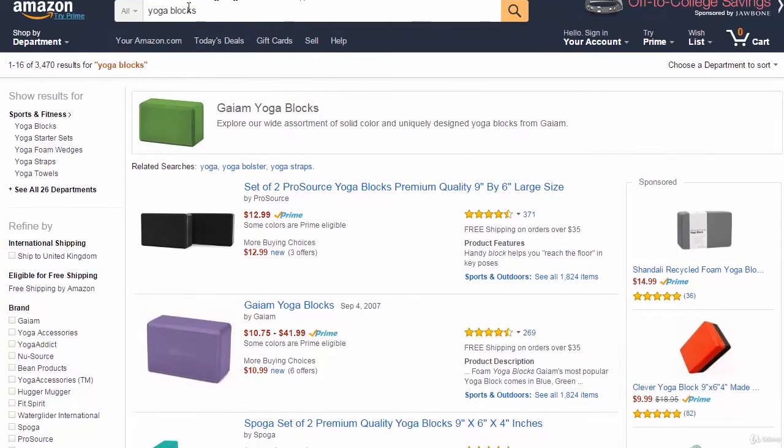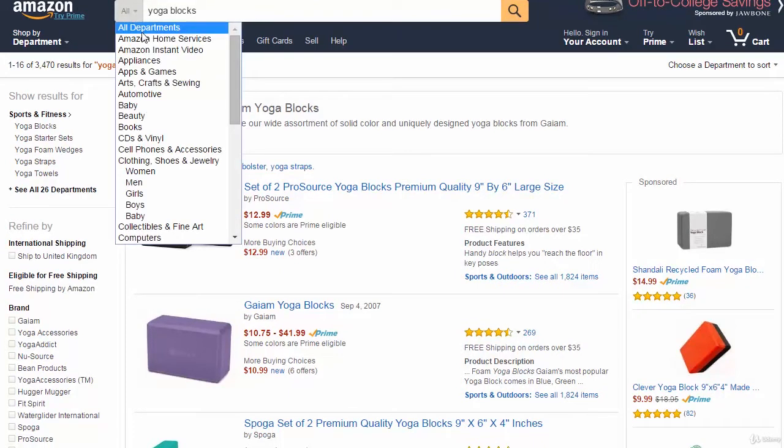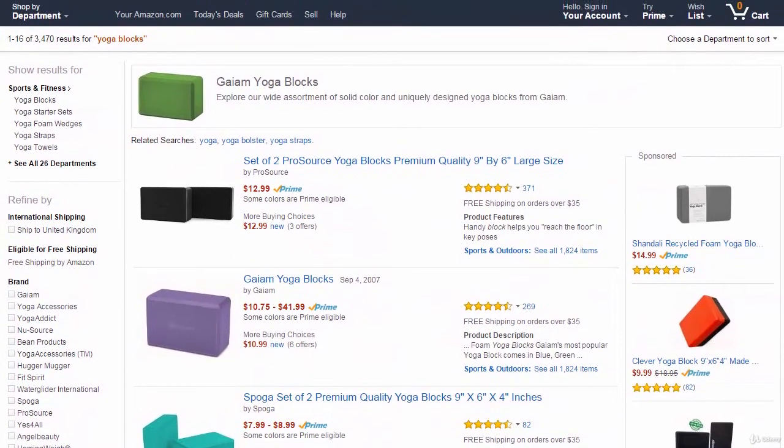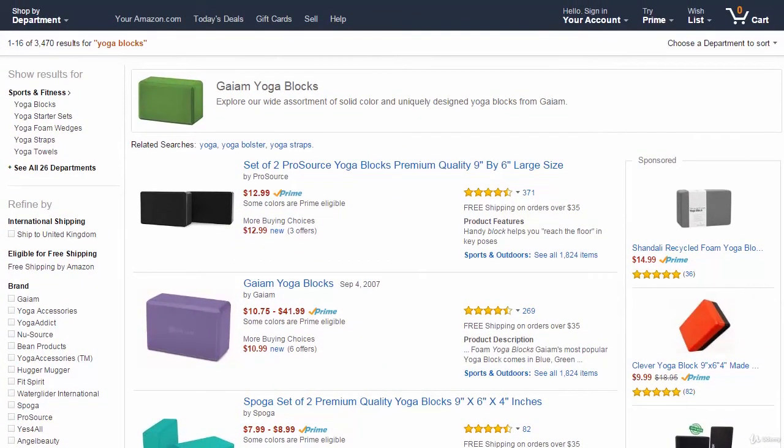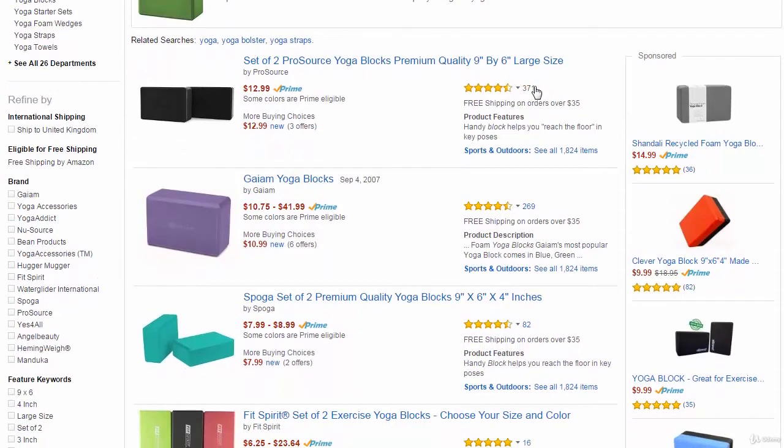Now again, you've got to be sure that you've selected all here, not a specific department, so make sure it's selected on all, and then you can note down the number of reviews here. So the numbers you put into your spreadsheet are 371, 269 and 82.